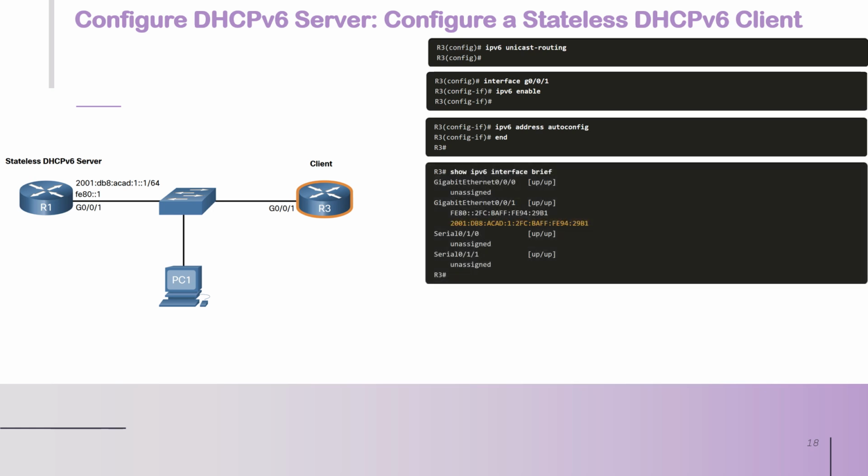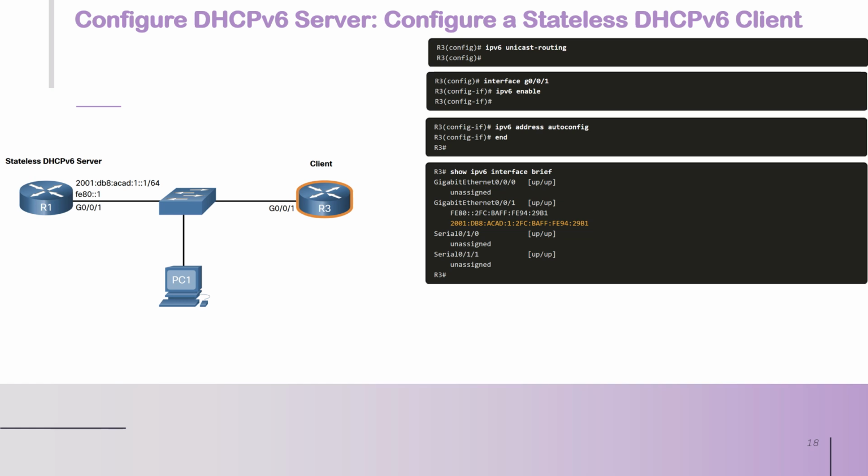So by using the command show IPv6 interface brief, you see that the GigabitEthernet 0/0/1 has an IPv6 global unicast address that was assigned to it.